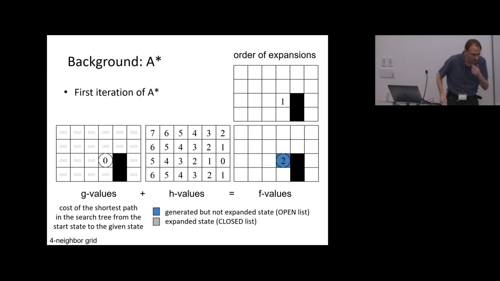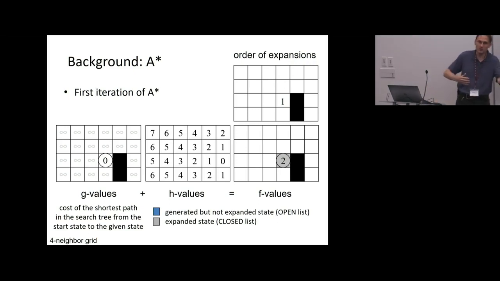What A star now does is it always does the same thing. It picks a state out of the open list with the smallest F value. It deletes it from the open list, so the blue is gone now. And then it expands it. Expansion just means it looks at all the neighbors of the state. Let's look at the neighbor to the north. And it asks itself the question, can I decrease the G value of that particular state? Now remember what a G value was.